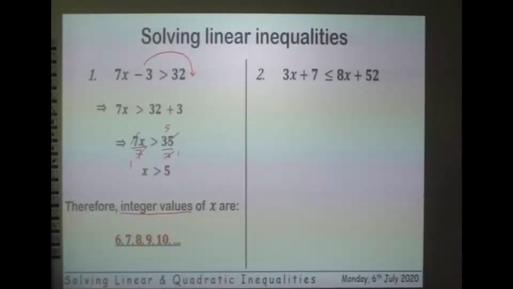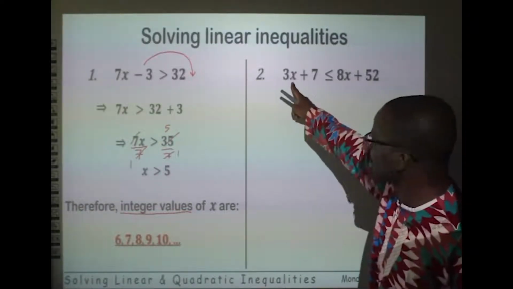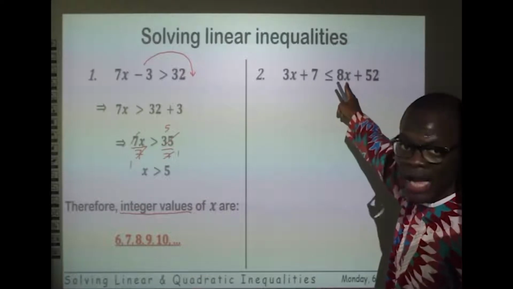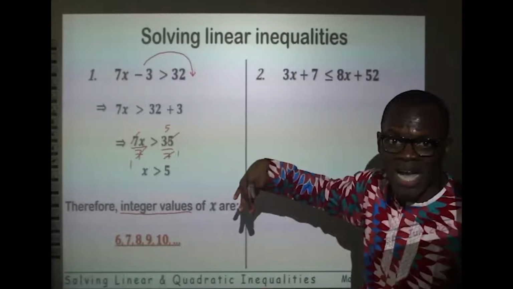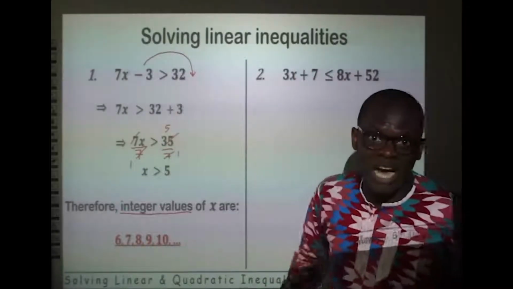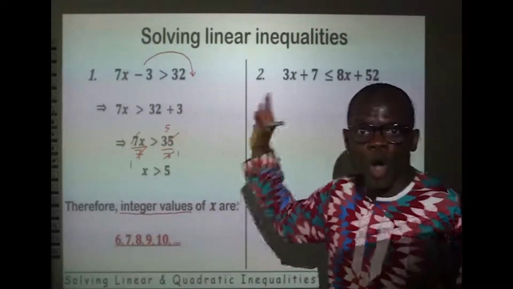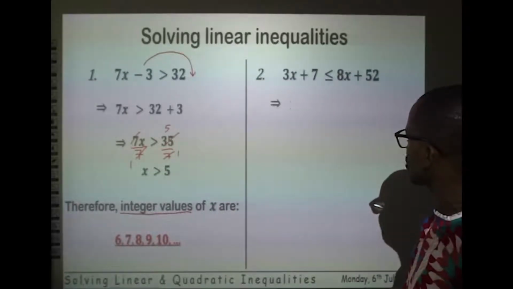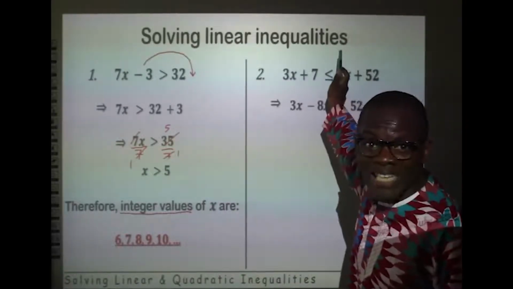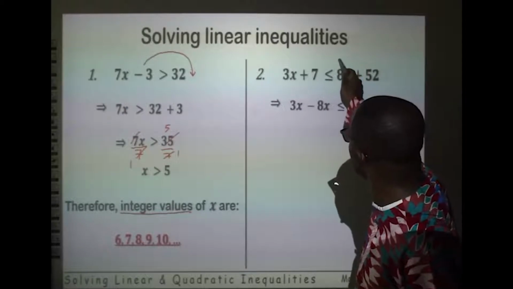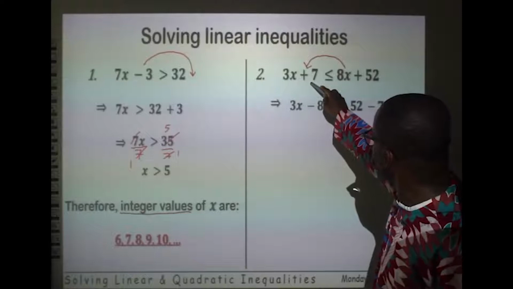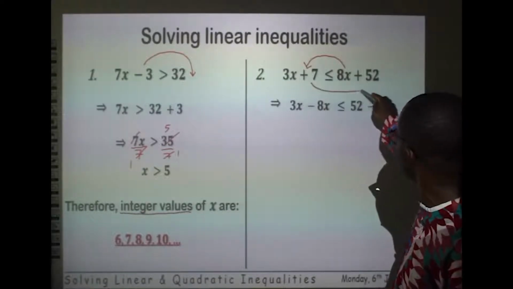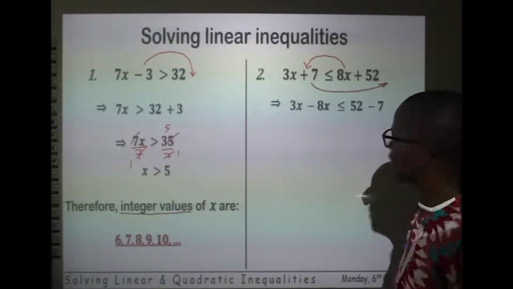Moving on quickly to question number 2. Again, you have a given linear inequality. You've got 3x on the left hand side and then 8x on the right hand side. What do you do? Collect like terms. Put all the x's on one side, preferably on the left hand side. You always put the unknown on the left hand side. So when you collect like terms, you move the 8x from the right hand side to the left hand side, and it will be negative, and then move the plus 7 from the left hand side to the right hand side, and that becomes negative as well.